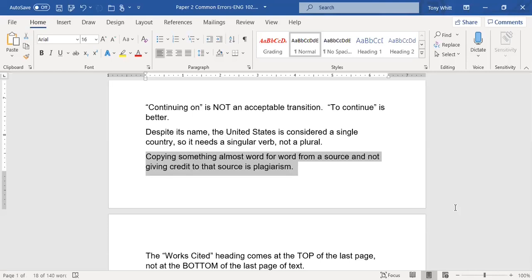Even if you paraphrase, you need to give credit to whoever it is that you got those words or that information from, or else it's considered plagiarism at worst, which is a failing offense, or poor citation at best, which is worth about a letter grade or two off the final paper.